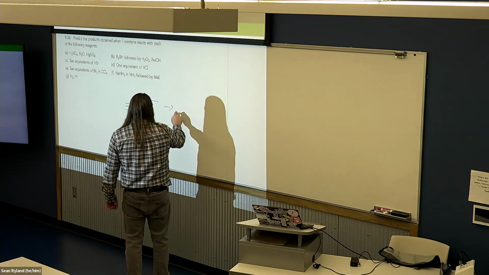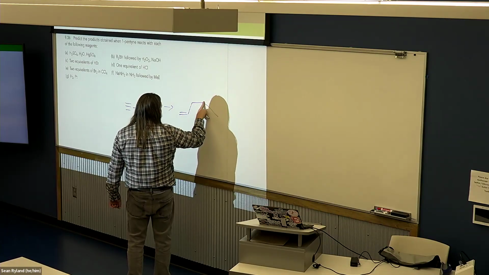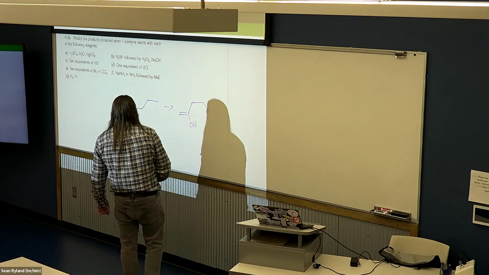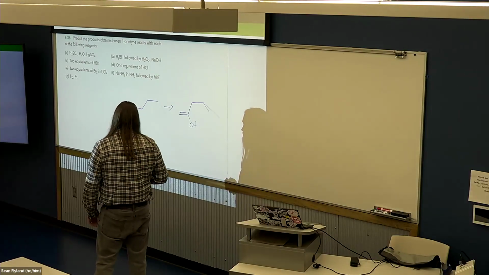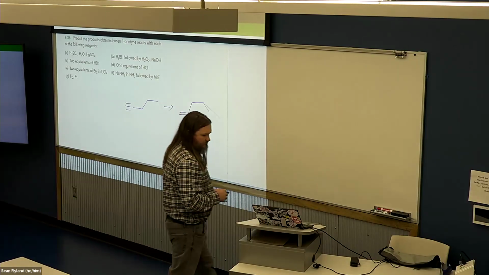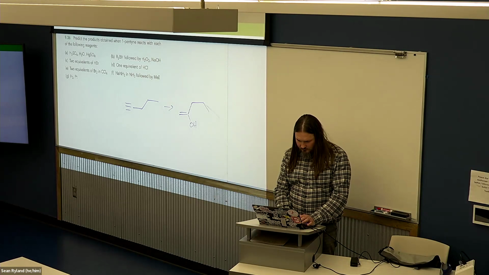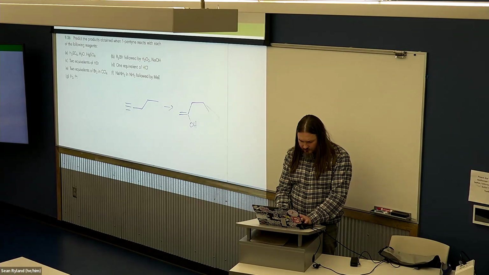So then what we're going to get is going to look like that. We're going to get this initially. Break the pi bond, add. Then we don't get an alcohol, we get an enol.